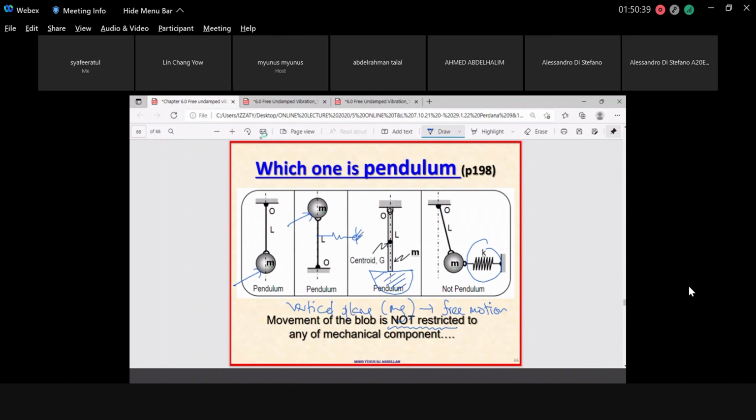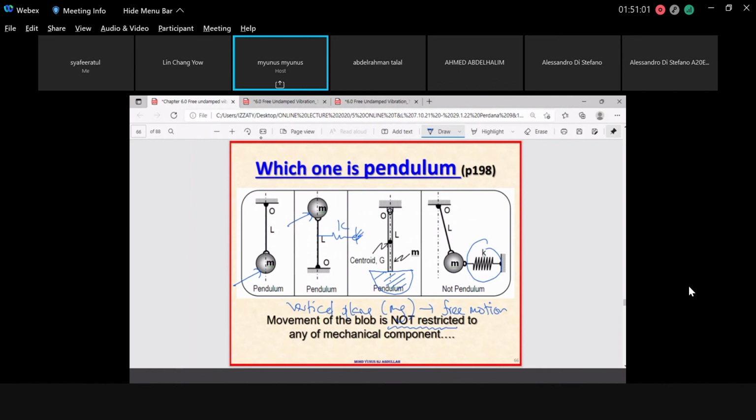Okay, so if there is no restriction of k, for example, it is not only k, sometimes you have c. What is c? A damper or dashpot. So as long as there's no restriction, it will be considered as pendulum. Remember that one, yeah? Vertical with mg, no restriction, free motion, pendulum.